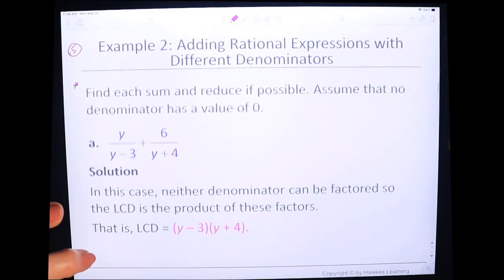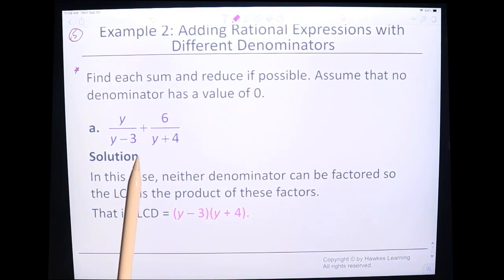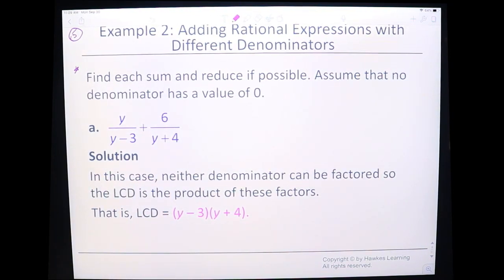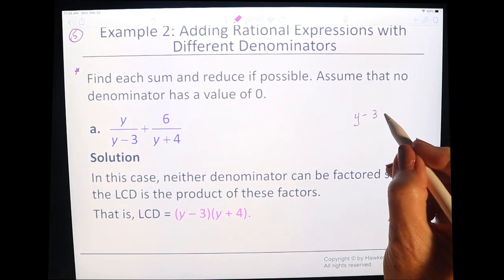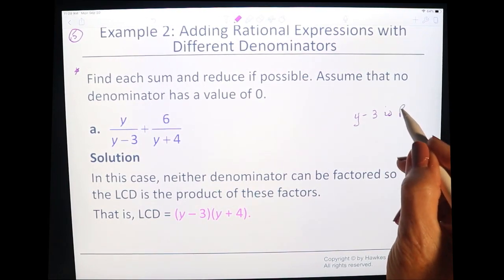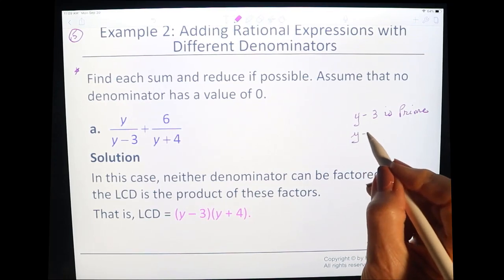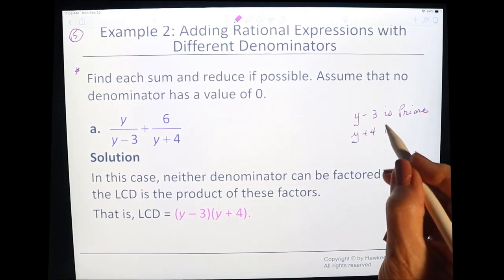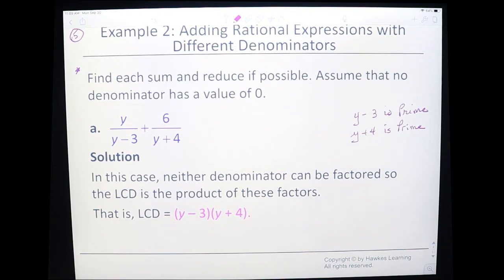All right, so let's see if we can implement those steps now. So you'll notice this is an addition problem, and I hope you also see that these denominators do not match. So we've got a problem. How do we find the LCD? Well, we said we were going to try and factor, but that first denominator is prime, so I cannot factor that one. And the second denominator is also prime, so I cannot factor that one either.